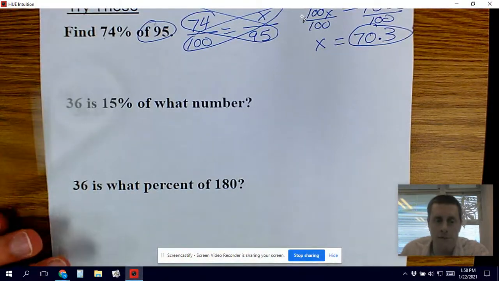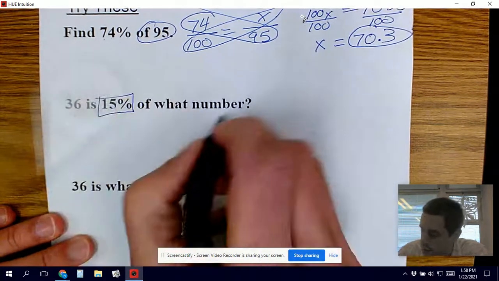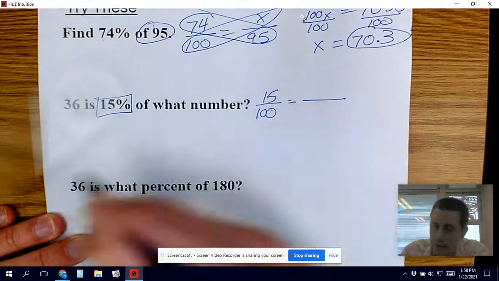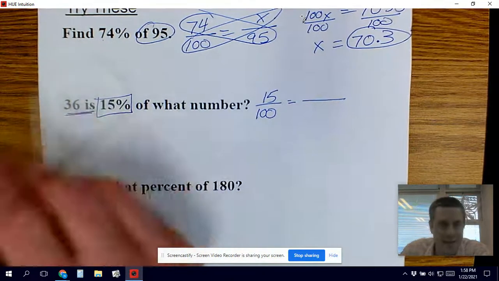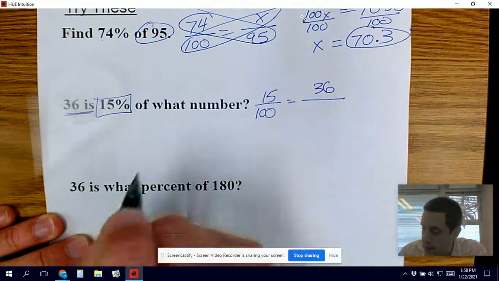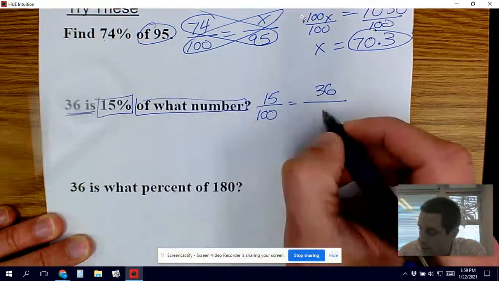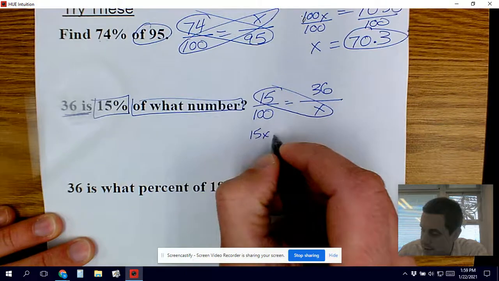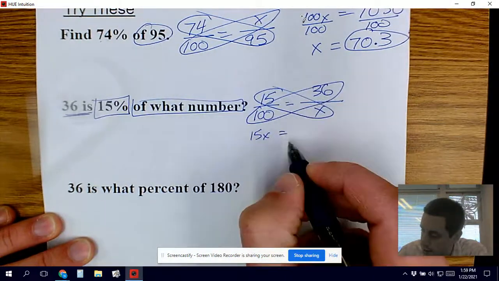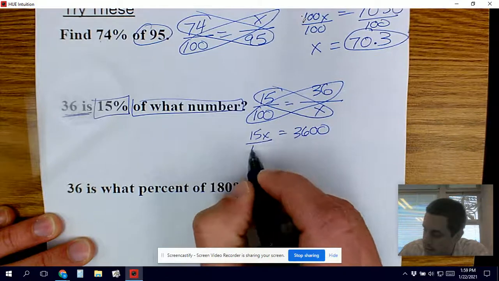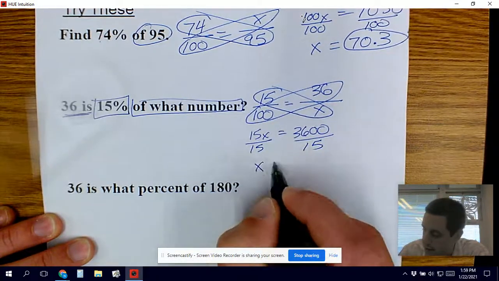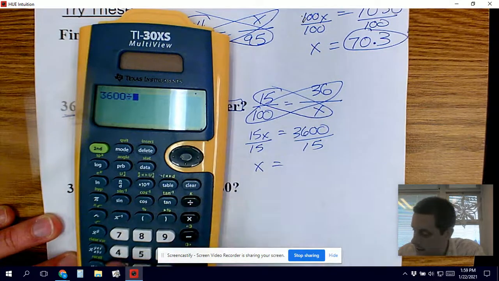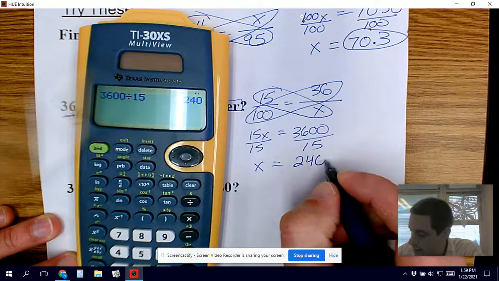Number 2, 36 is 15% of what number? Always look for your percentage first. Our percentage is 15, and all percentages go over 100. Setting up the rest of our proportion, 36 is the part, so 36 will go up top. Of what number? The whole is unknown, so x on the bottom. Solving this proportion, 15 times x is 15x, equal to 100 times 36 is 3,600. Solve for x by dividing both sides of the equation by 15. We get a solution x equals, I'm going to double check my work on a calculator, 3,600 divided by 15. You should get 240.